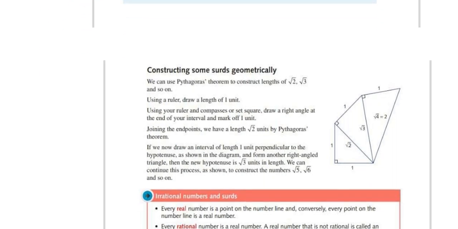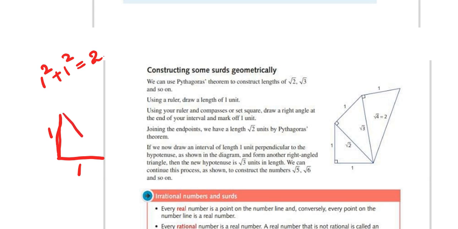Then constructing some surds geometrically, we know that 1 square plus 1 square, that is 2. You have to use Pythagoras theorem for that. We can use Pythagoras theorem to construct root 2, root 3. For example, here in x-axis you have to take 1 centimeter length and in y-axis you have to take 1 centimeter length. Using scale or ruler, you have to take 1 unit length. It may be any unit. If you are taking 2 centimeter in x-axis, also in y-axis you have to take 2 centimeter.